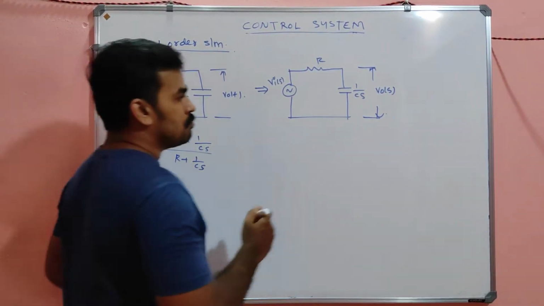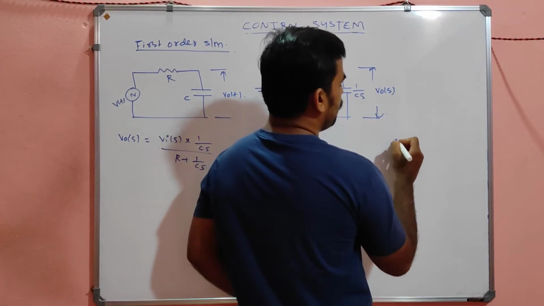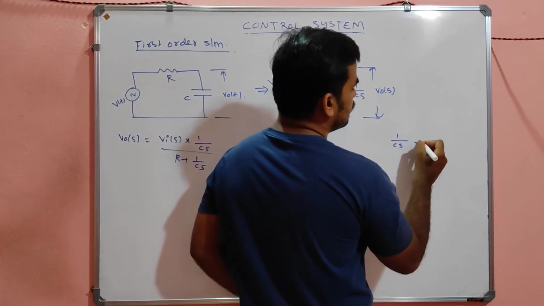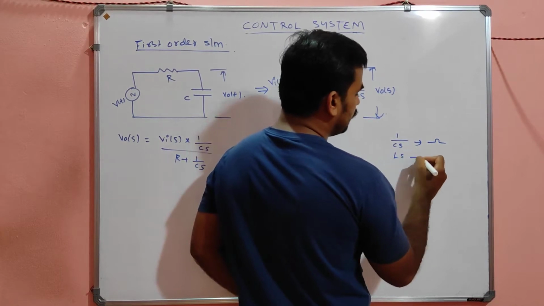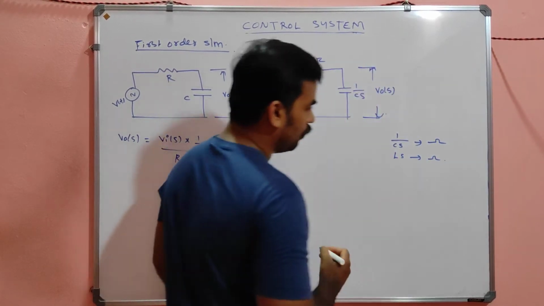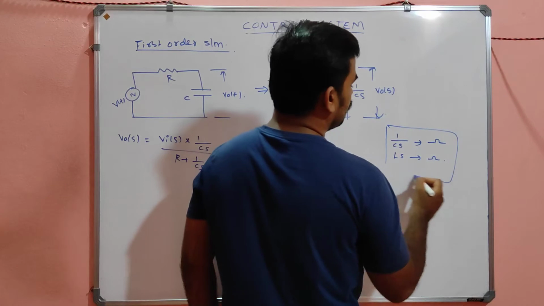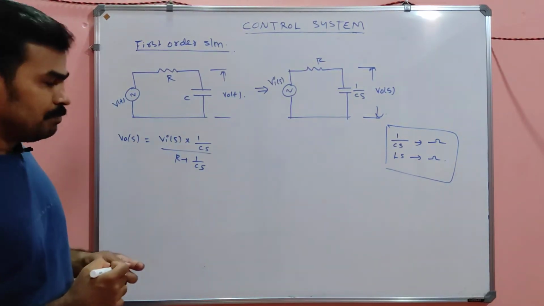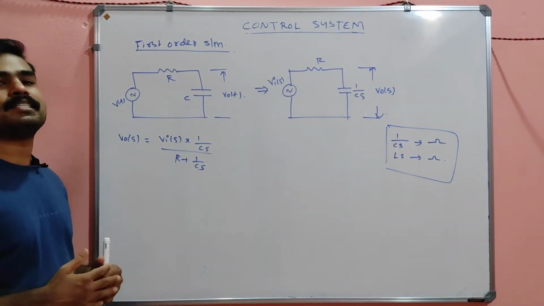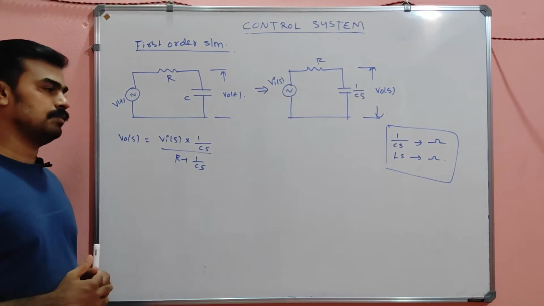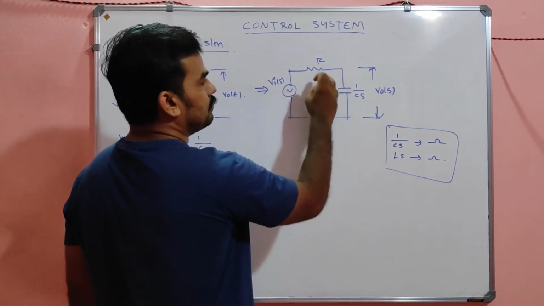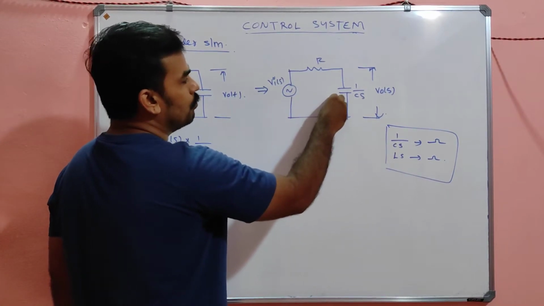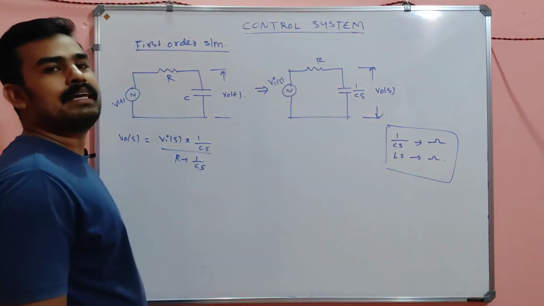Because when you multiply the capacitor by 1 by CS, it will be in ohms, and if you multiply the inductor by S, it also will be in ohms. So 1 by CS is in ohms and LS is also an ohm equivalent. So these are ohm equivalent quantities, and the voltage division rule simply applies there.